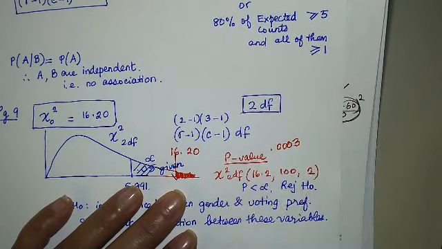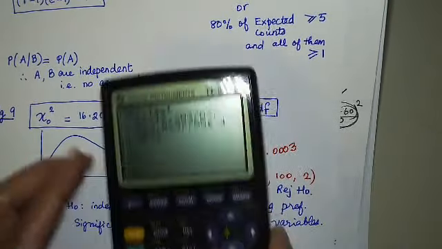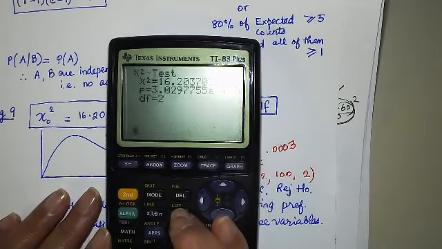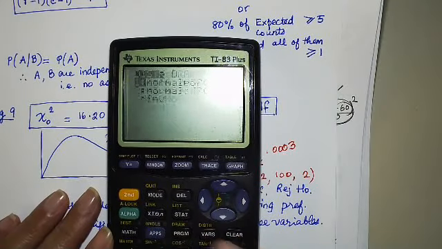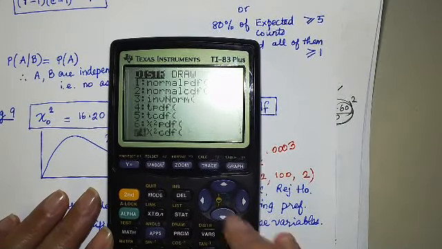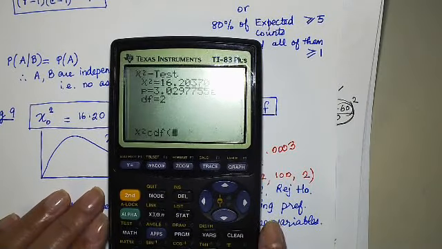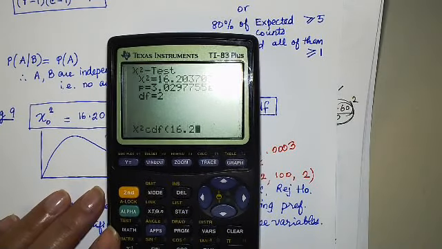I don't think we calculated the p-value. We could. We set it up. We just never stuck it in the calculator. Let's do that right now to make sure that we get 0.0003, which is what the calculator spat out. Let's do it.